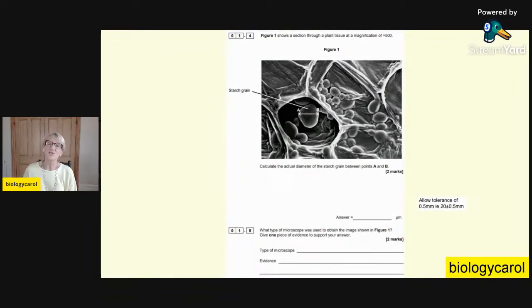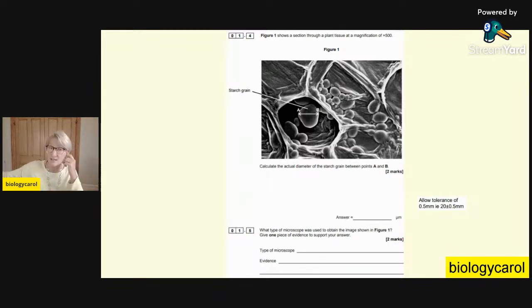Now we get a section through a plant tissue at a magnification of ×500. Calculate the actual diameter of the starch grain between points A and B. Now, in order to be able to do this, I actually printed off the page at 100% because this was as close as I would get to what the actual page in the exam booklet would look like. So I then measured carefully using my ruler in millimeters.